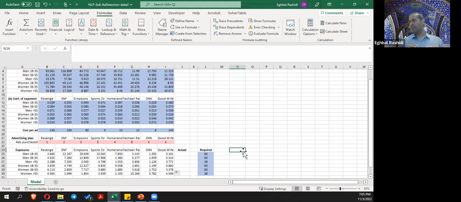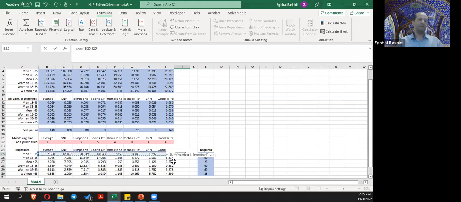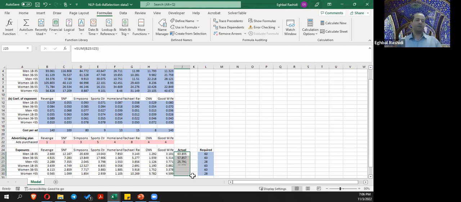If you remember the problem, the company had a requirement for some demographic groups for their exposure. That's why we have these two rows here. For each demographic group, I'm going to add up all of these exposure values. So this is the exposure for men between 18 and 35. I'm going to copy this down. And this is the company's required minimum. That means they want at least 60 million exposure for men between 18 and 35, and 60 for men between 36 and 55. For example, 28 only for men older than 55 years old.